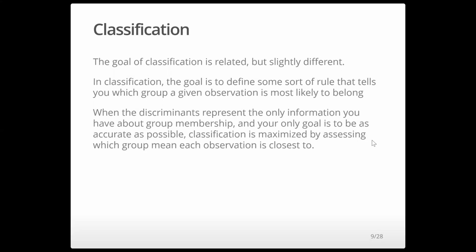The goal of classification is related to discrimination, but it's slightly different. In classification, the goal is to define some sort of rule that tells you which group a given observation is most likely to belong to. When the discriminants represent the only information you have about group membership, and your only goal is to be as accurate as possible, classification is maximized by assessing which group mean each observation is closest to.